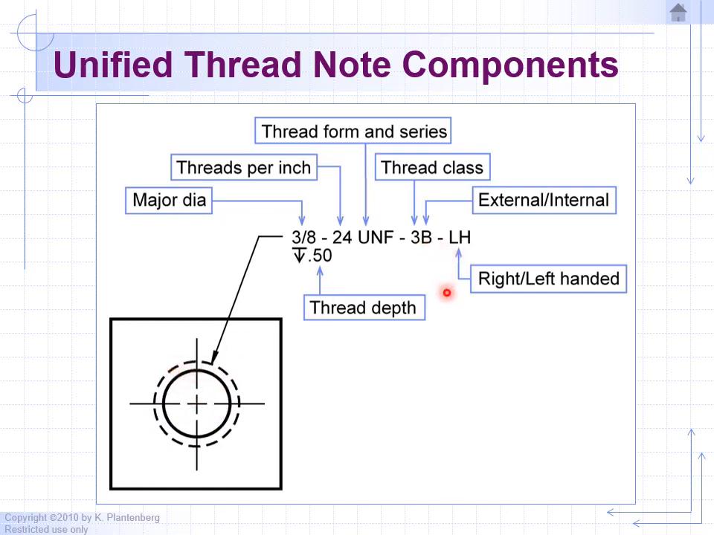And finally, we have to state what direction the thread's going, right-handed or left-handed. So right-handed is more common. In this case, we're going with left-handed threads. And finally, we have the depth of the thread. So here it's telling us the thread has a depth of 1/2 inch.